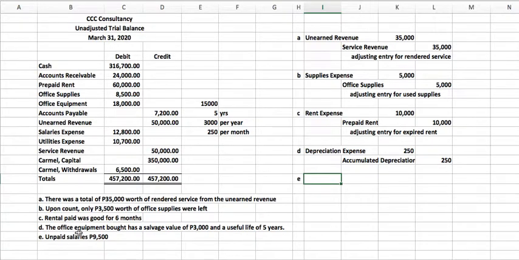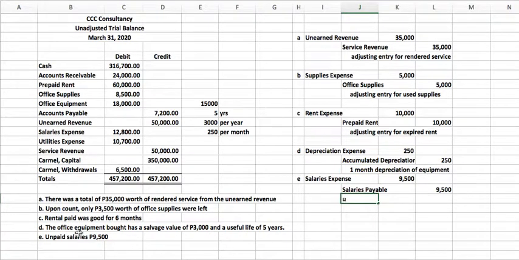Letter E, unpaid salaries, 9,500. So how do we record this one? Unpaid salaries are salaries that are accrued. We have incurred it, but we didn't pay our people yet. So that would be debit salaries expense of 9,500, then credit salaries payable of 9,500. Explanation here: sorry, I didn't write the explanation. So 1 month depreciation of equipment, and this one would be unpaid or accrued salaries.